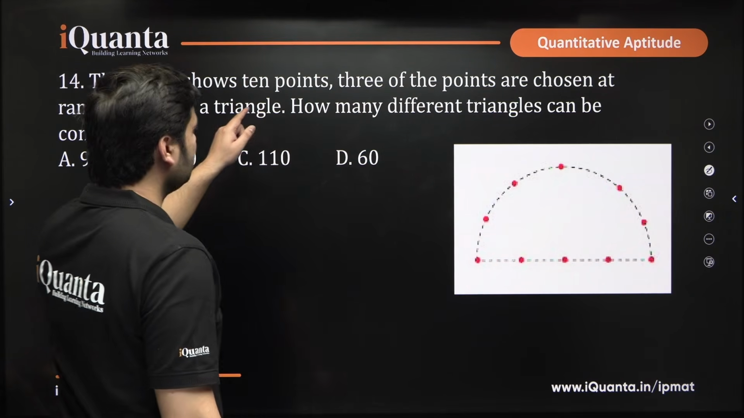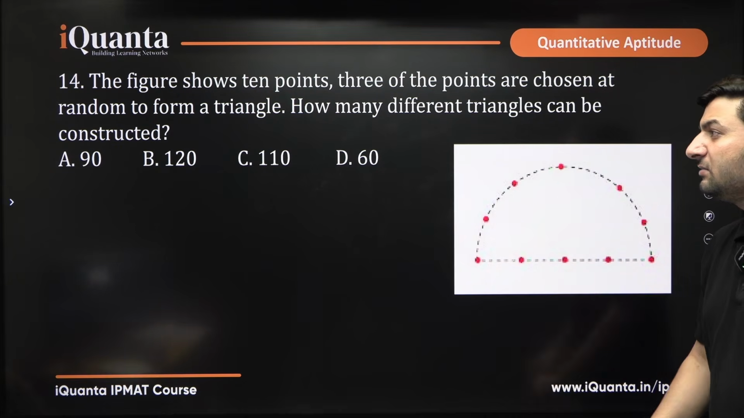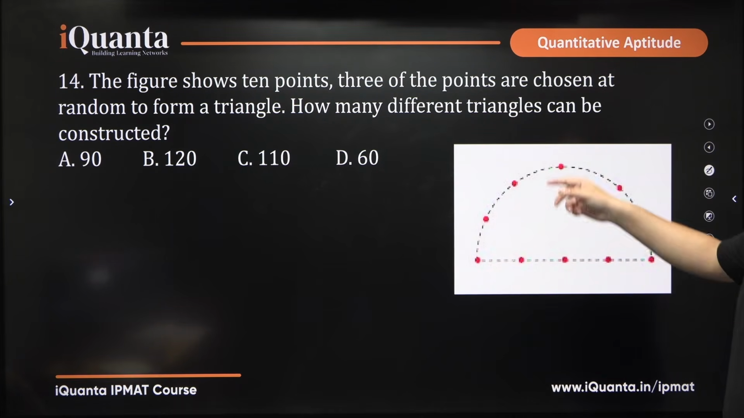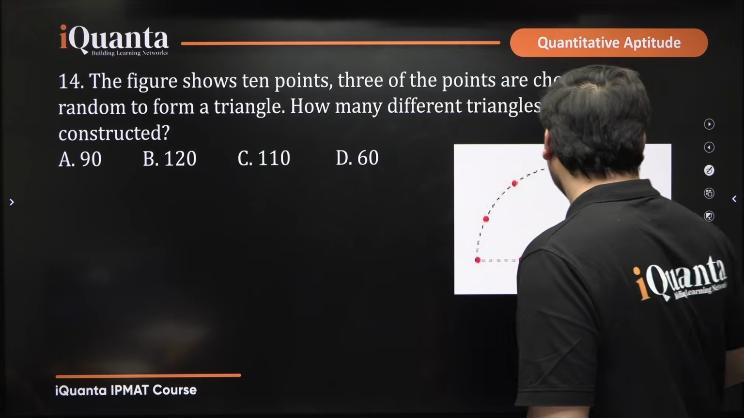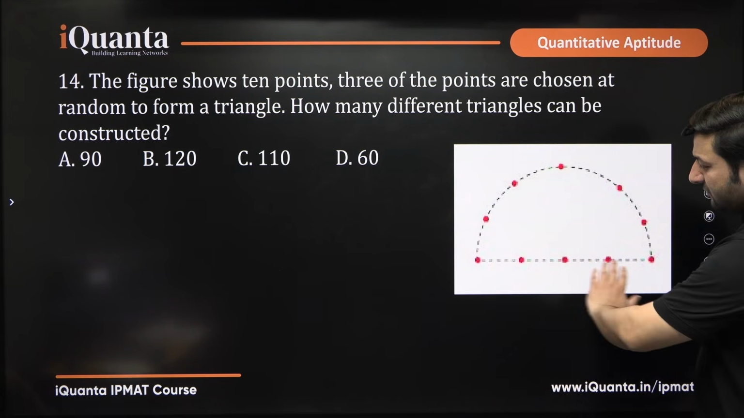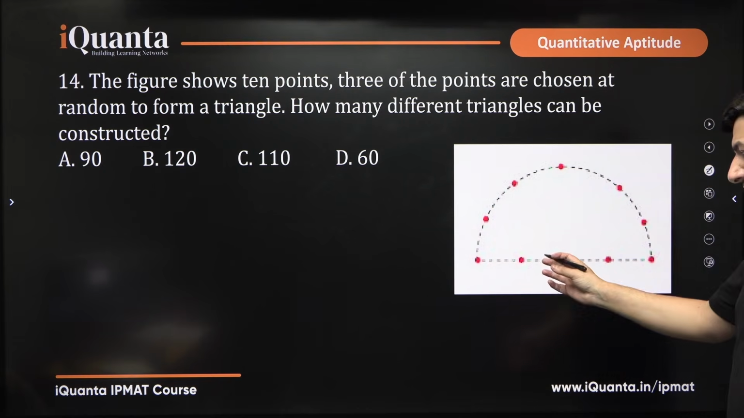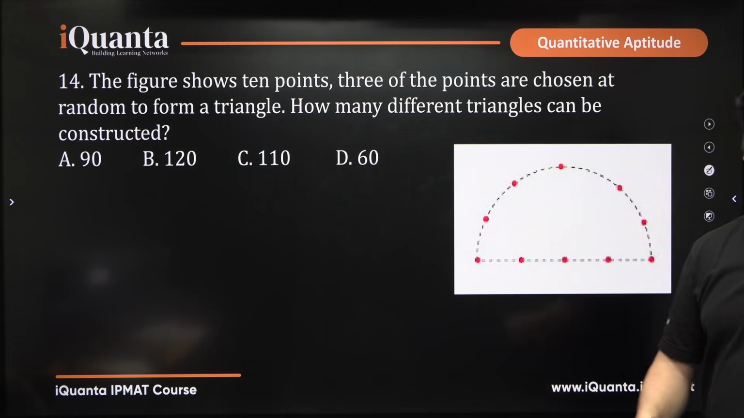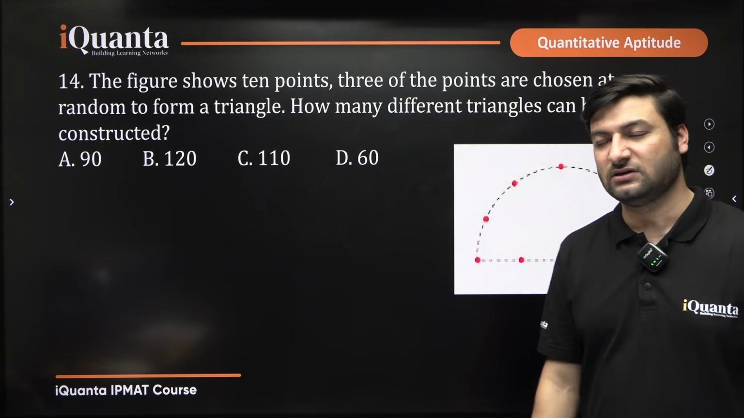The figure shows 10 points, and 3 of the points are chosen at random. Any 3 points are chosen at random to form a triangle. How many different triangles can be constructed? Some points in this given figure are in a straight line. Such points are called collinear points. When multiple points lie in a single straight line, they are called collinear points.